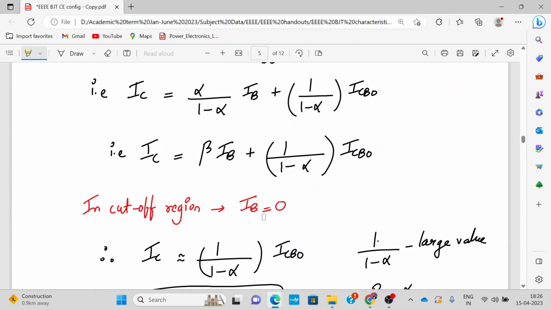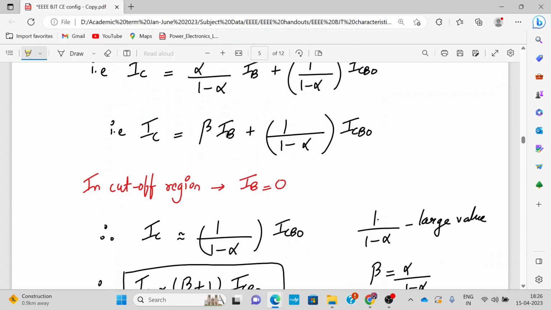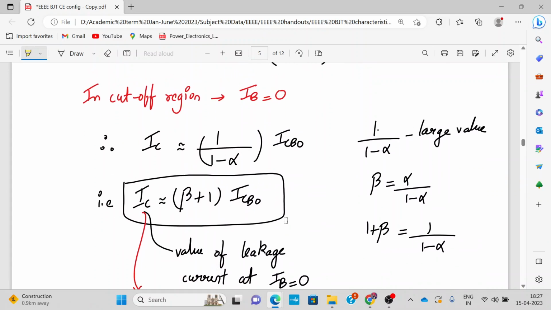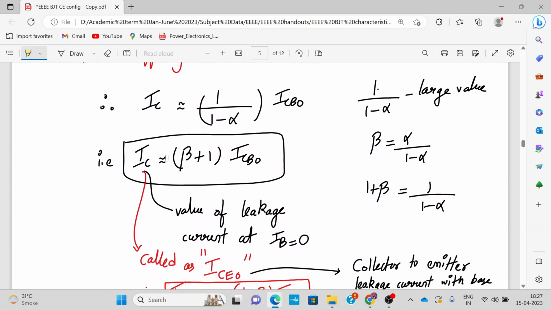Now we know in the cutoff region IB is 0. So we substitute IB equal to 0 over here, so the beta times IB term will be equal to 0. So IC will be approximately equal to 1 upon 1 minus alpha into ICBO. Now alpha is very close to 1, so this term will be a very large value. We know beta is alpha upon 1 minus alpha, so if you add 1 to it, you will get 1 upon 1 minus alpha. So what we can say is IC is approximately equal to 1 plus beta times ICBO.